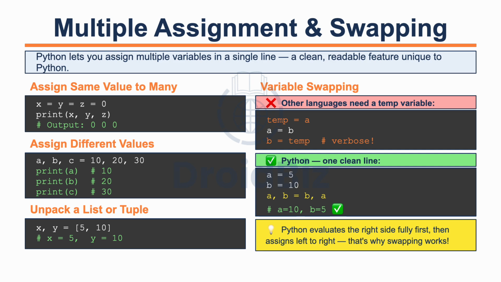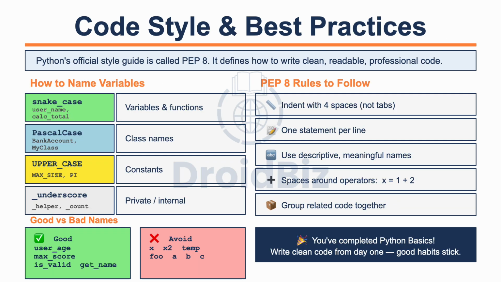when working with algorithms. Our final topic is naming conventions and best practices. This is about writing code that not only works, but is easy for others to read and maintain. Python has an official style guide, Python Enhancement Proposal number 8, which defines how Python code should be formatted and named. Following it is a sign of a professional programmer.